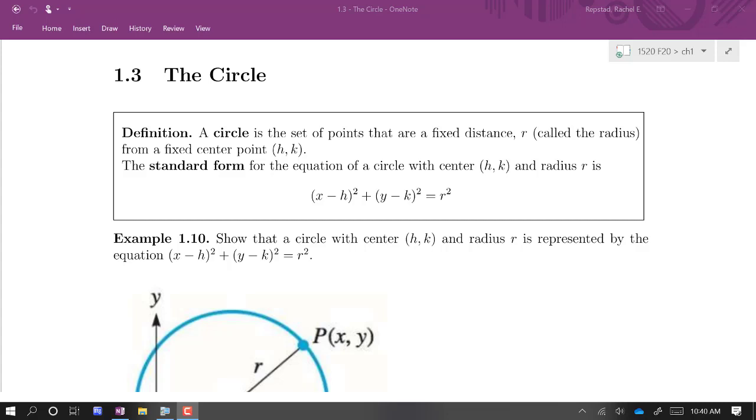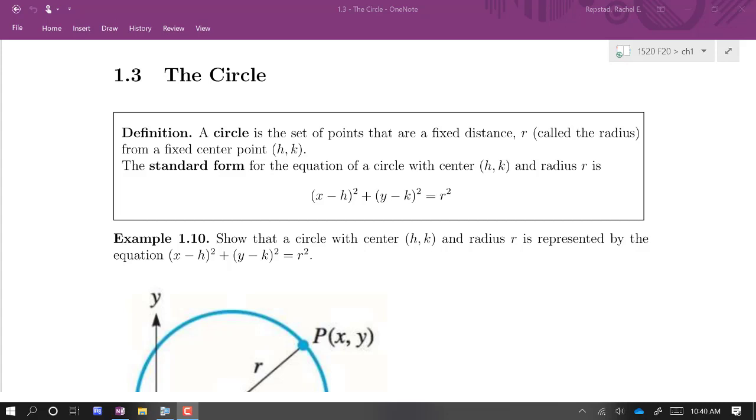Alright, we're going to work with the circle in this section. Quite simply, we define a circle to be a set of points that are a fixed distance, r, which we call the radius, from a fixed center point. And we're going to denote the center of the circle with coordinates h and k.